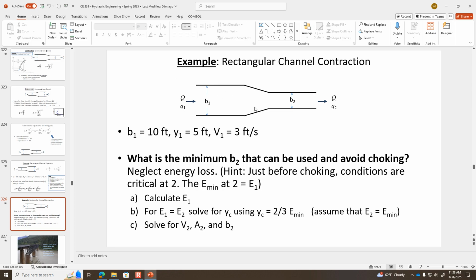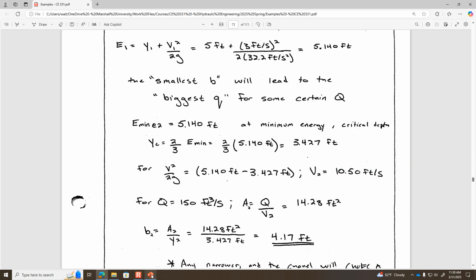As you make the channel narrower and narrower, it's requiring the water to flow at a higher velocity to get through that obstruction. And eventually you'll run out of energy. There won't be enough energy to accelerate the velocity to what it needs to flow at through that very narrow channel. That's why it will begin to choke at 1 if you make it any narrower. So 4.17 feet is the minimum width.